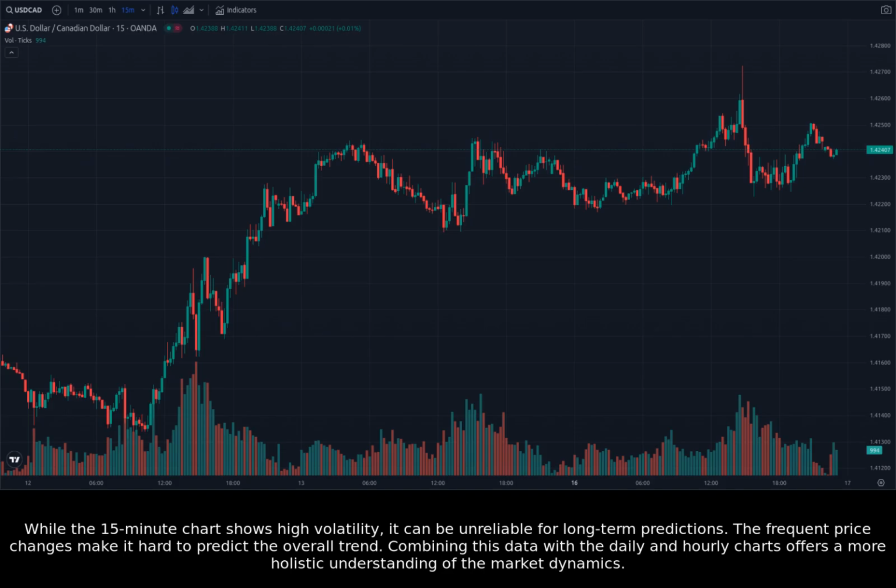While the 15-minute chart shows high volatility, it can be unreliable for long-term predictions. The frequent price changes make it hard to predict the overall trend. Combining this data with the daily and hourly charts offers a more holistic understanding of the market dynamics.